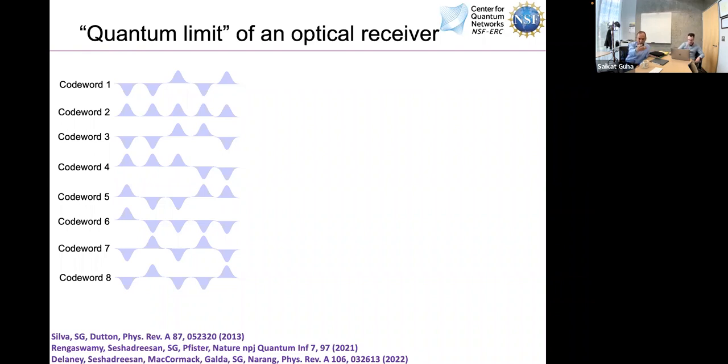So as you can see, there are 5 bins, so there are 32 possible sequences, 2 to the 5. But of those 32, you only have these 8 code words in your code book. So you can design your receiver with that knowledge in mind.